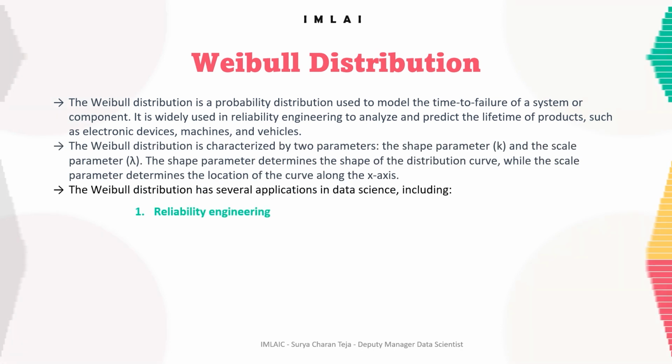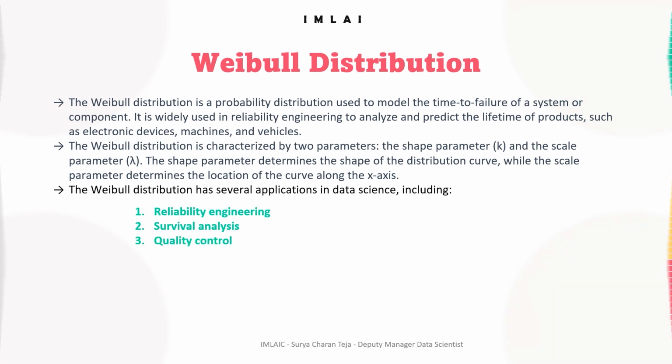Now, the Weibull distribution has several applications in data science, including reliability engineering. It is commonly used to model the lifetime of products and to analyze the reliability of systems. Engineers use Weibull analysis to determine the probability of failure of a product or component at a specific point in time and to optimize maintenance schedules. Then we have survival analysis. The Weibull distribution is often used in medical research to analyze survival data such as the time to death or time to failure of a medical treatment.